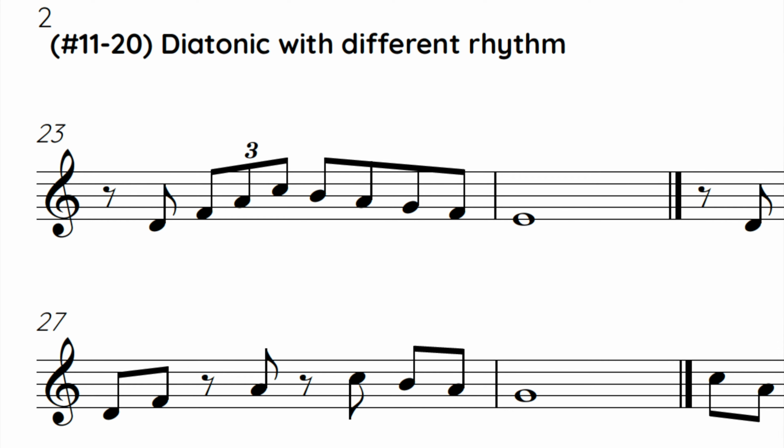If you look on the second page of the PDF, you'll see licks number 11 through 20. And you'll see that I wrote they are diatonic, but with different rhythm. So note-wise, we're still staying in C major. So no sharps, no flats, but I am gonna be changing the rhythm here. Because that first line is pretty simple and straightforward, and if you're working through this, I recommend starting with something that's pretty simple and straightforward as well.